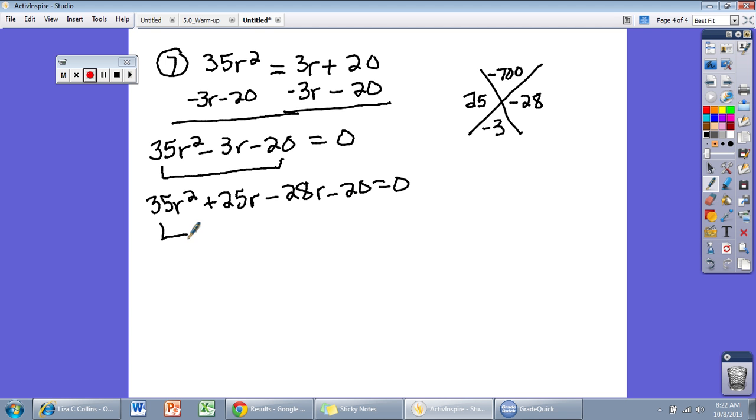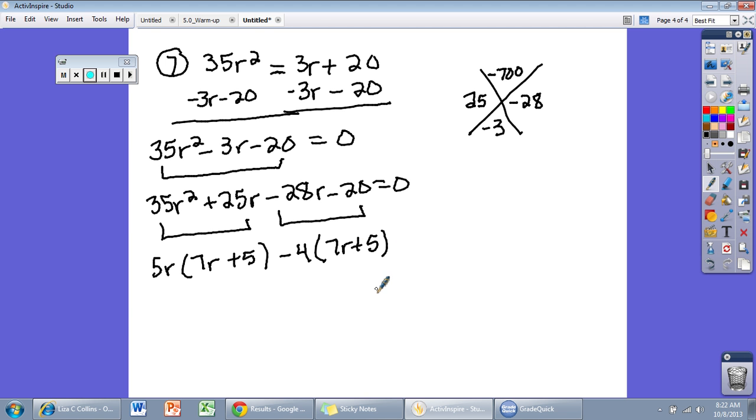So I group these two terms together and these two terms together. My common factor here is a 5r, and that leaves me with 7r plus 5. And here I have a negative 4, so that also leaves me with my 7r plus 5. So my two factors are 5r minus 4 and 7r plus 5. All along this is still equal to 0, so these are my factors which help me get my solutions.